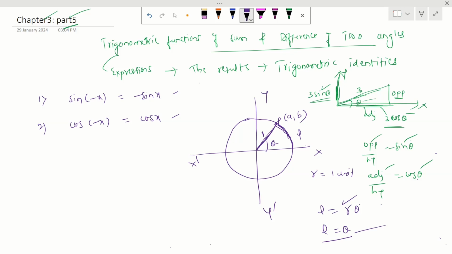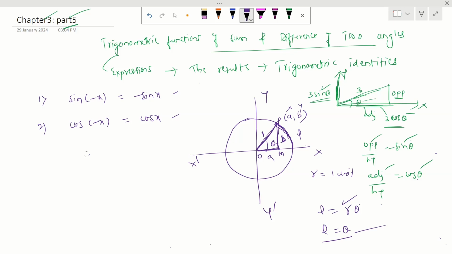Now you take a triangle here, with this point M and this point O. If the point is A comma B, then this is the x value and this is the y value. So on the x axis the value is A, and on the y axis the value is B. Understood?